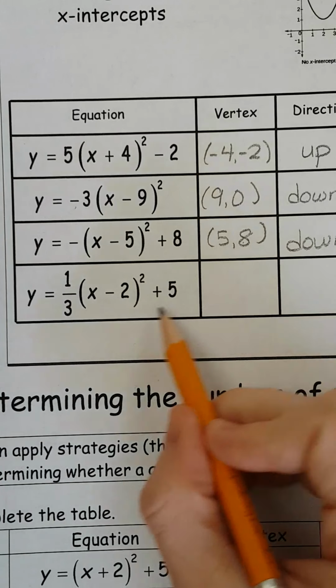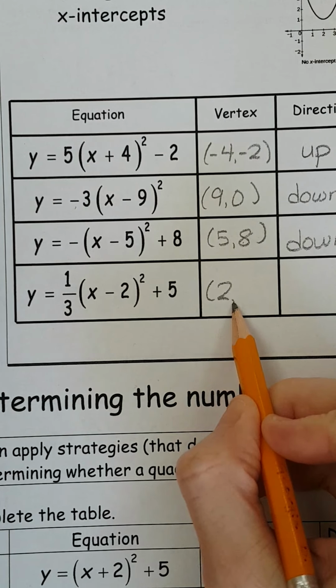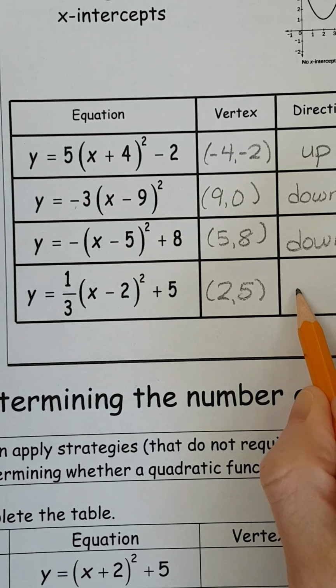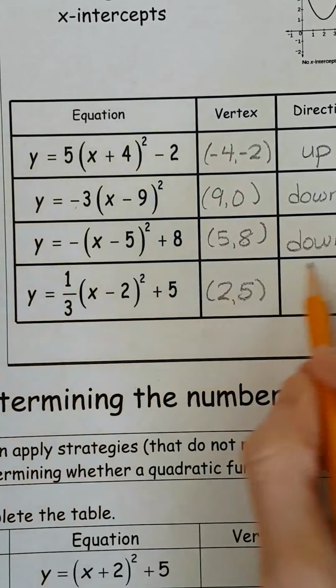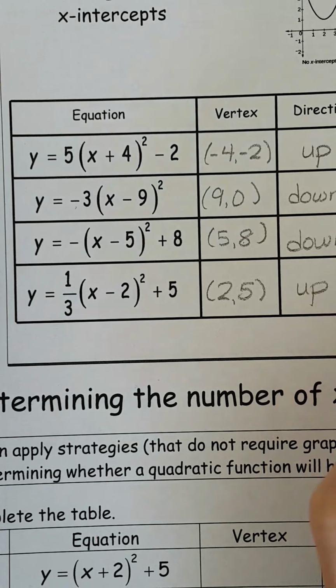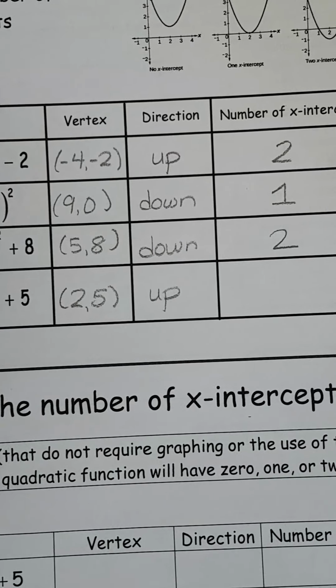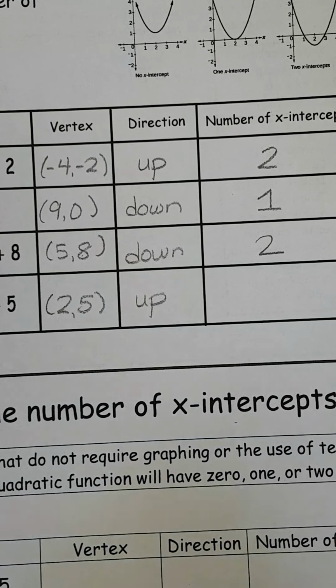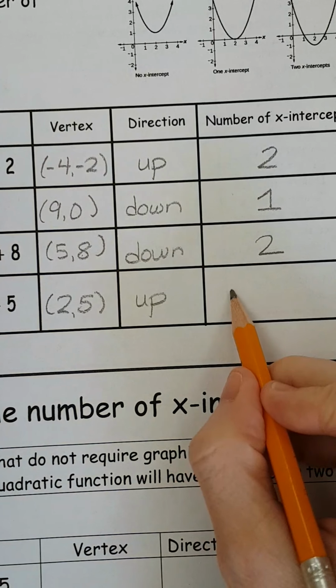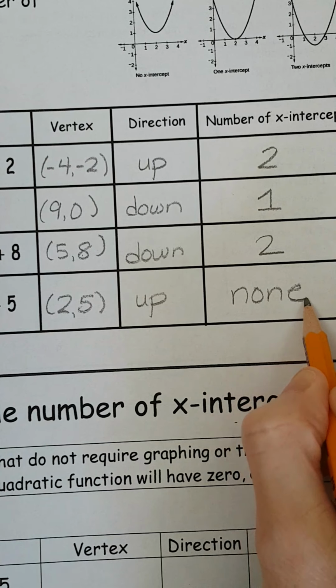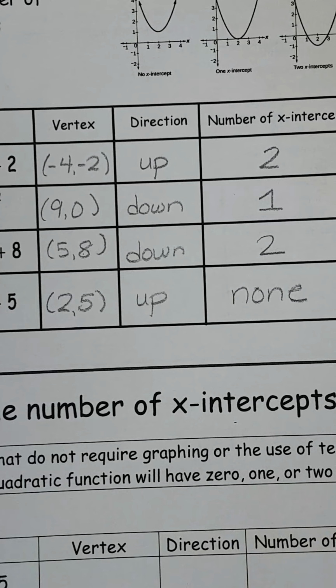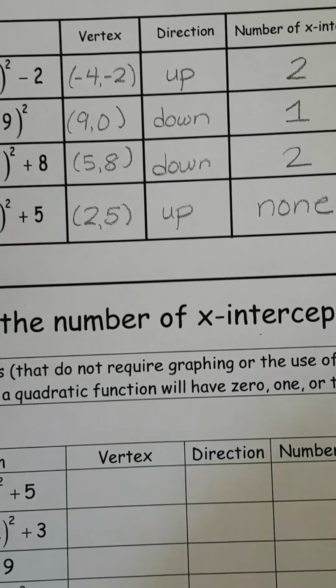And last for this one, vertex of (2, 5) opening up because this is positive. So first quadrant opening up means that it will not cross the x-axis at all, and so we have none. And this part down here is your assignment.